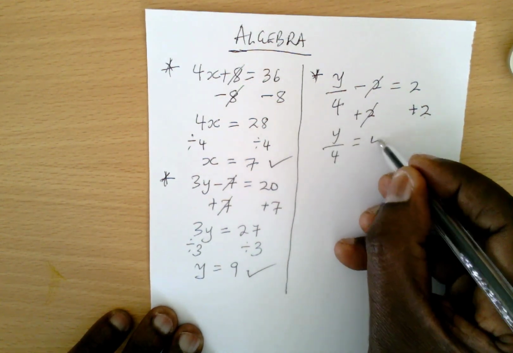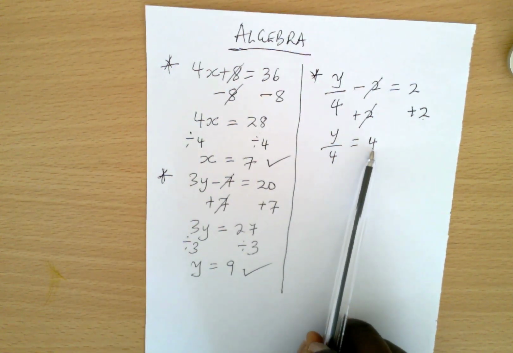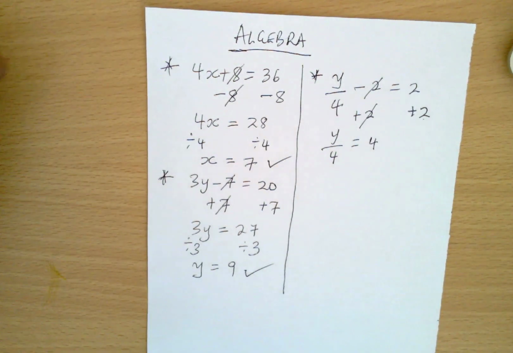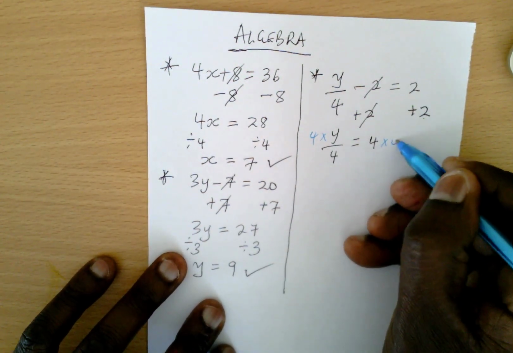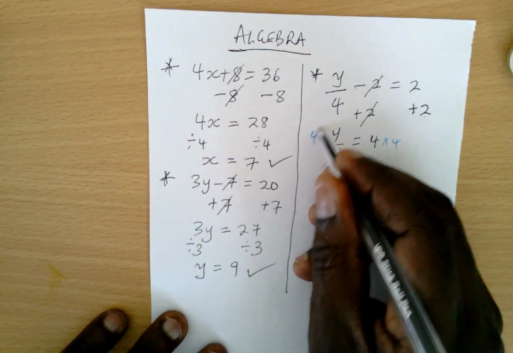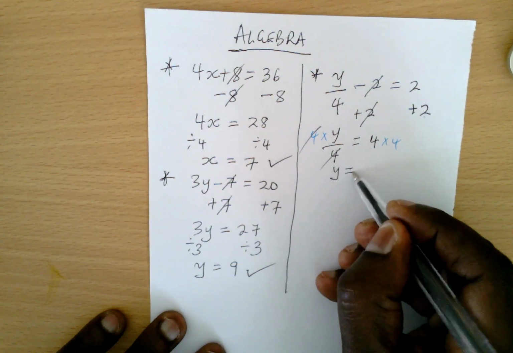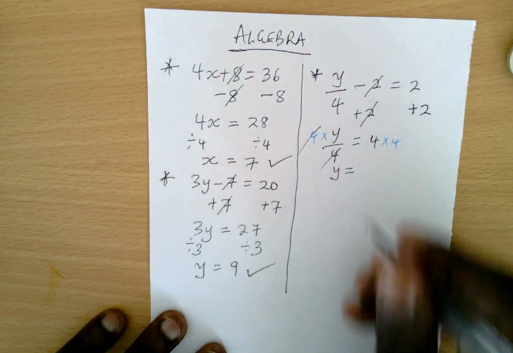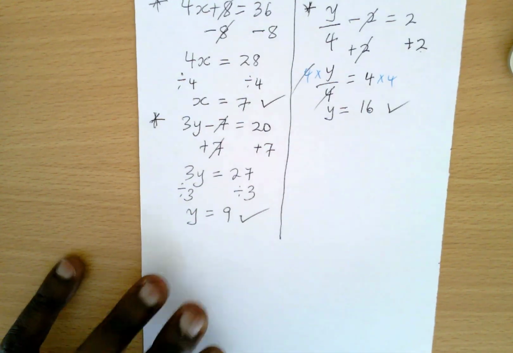Then we have y over 4, or y divided by 4, is equal to 2 plus 2, which is 4. So once we have y divided by 4 is equal to 4, to find one y, we are going to multiply by 4. Remember, we are multiplying the 4 on both sides. This cancels to a 1y. So y is 4 times 4, which is 16. That's one method of solving that equation.